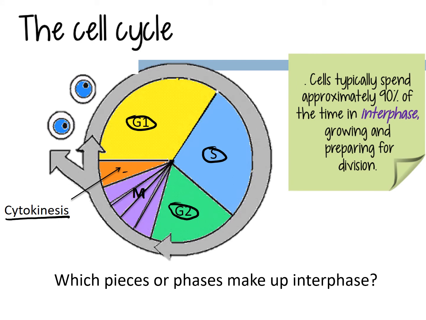So which pieces or phases make up interphase? What do you think? Interphase is G1, it's S, and G2. All of those make up interphase. And we said that the cell spends 90% of its time in interphase. It very rarely, it only goes into mitosis when it needs to divide.